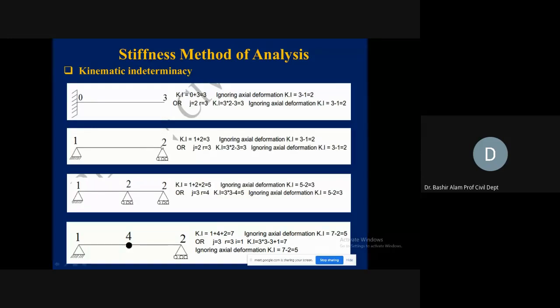Similarly, here if we ignore the axial effect, meaning in the direction of the member we are ignoring, it means rotation at the left support and rotation at the right support. Those are becoming our unknown quantities, and those are the 2 degrees of kinematic indeterminacy. Coming now to the last one, it has 1 at the hinge support, which is the rotation here.